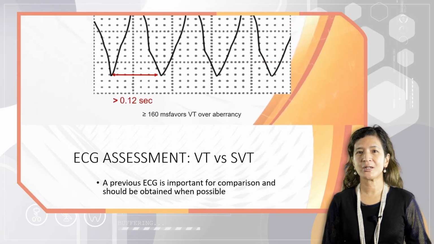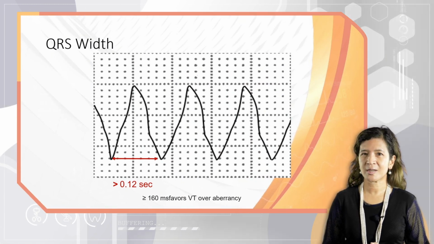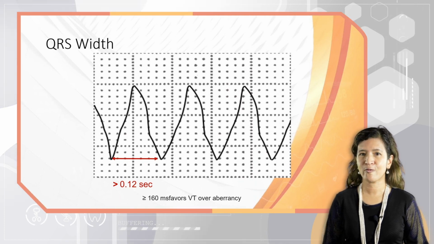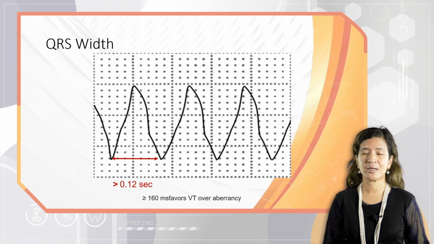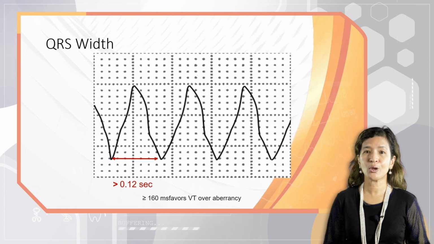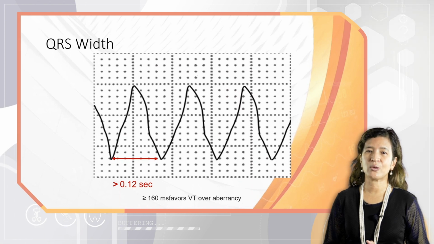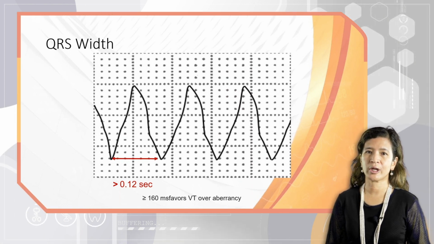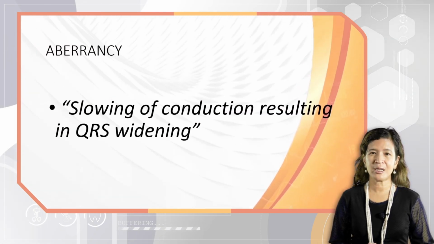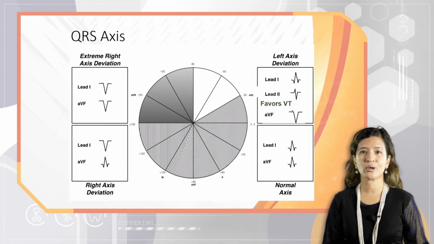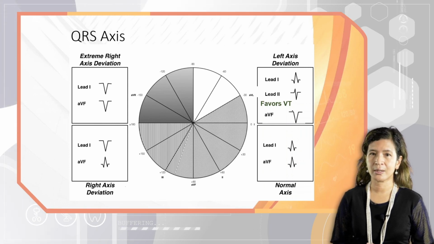Now we mentioned repeatedly that the cutoff QRS is 0.12 second, but if the QRS reaches 0.16 second, that favors ventricular tachycardia over SVT with aberrancy. Aberrancy is defined as slowing of conduction of a supraventricular rhythm through the normal AV conduction system, leading to QRS widening. Now, the presence of abnormal axis, meaning if it is less than 0 degrees or more than 90 degrees, would tend to favor more of ventricular tachycardia.